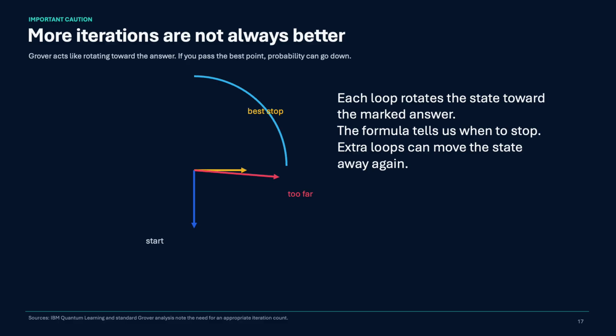But suppose she keeps turning. She passes it. Now she begins moving away again. Grover's algorithm behaves somewhat like this mathematically. The probability of the target rises, reaches a high point, and can then fall if we continue repeating the operation. This is why choosing the iteration count matters. Quantum algorithms often depend not just on what operations we perform, but also on how many times and when we measure. Maya learns an important lesson. Success is not about repeating the algorithm forever. Success is about knowing the right moment to look.